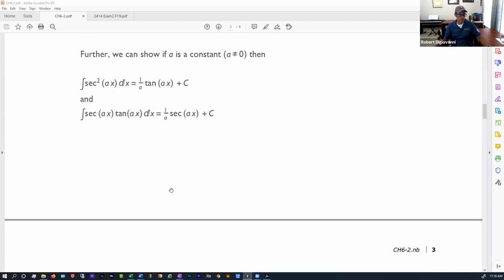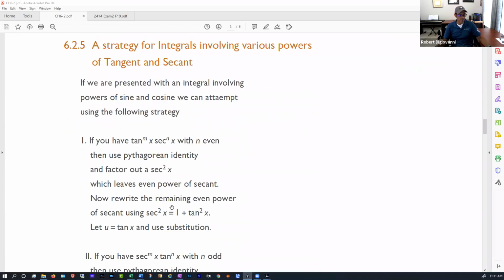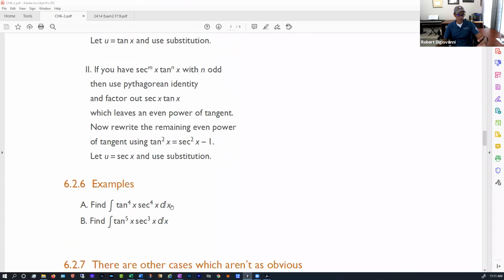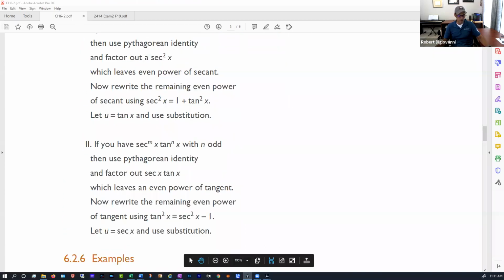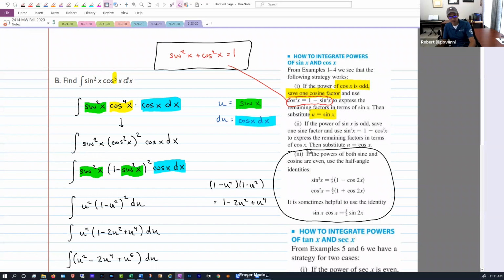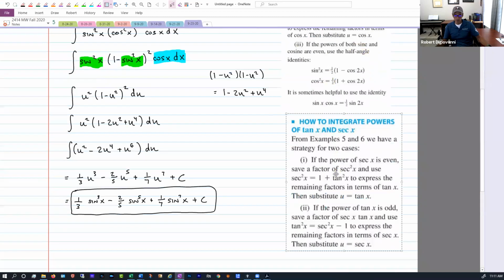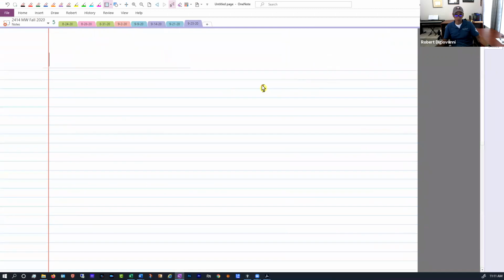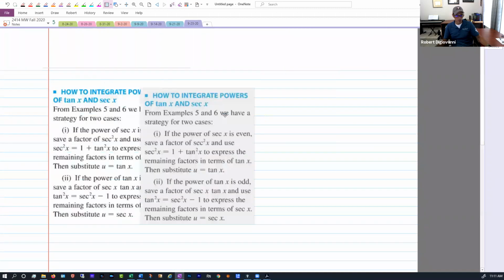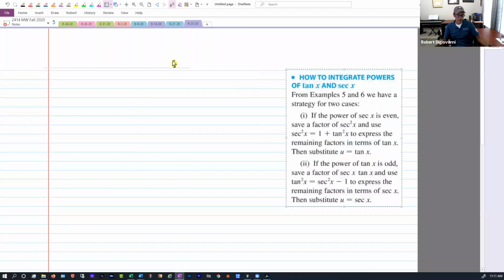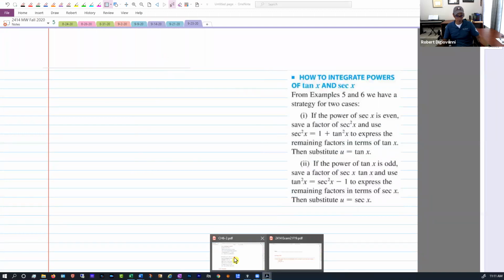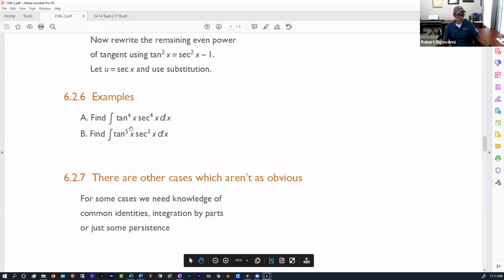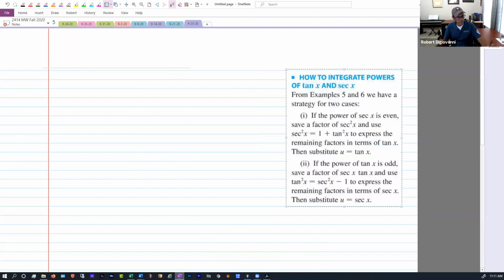Let's get into the technique. There are a set of steps. I've written them down here, but they're also going to be here on the side while we do this next problem. These are the ones that are in your formula sheets. We will follow that when we do this first example. The first example is tangent to the fourth x times secant to the fourth x. Let's go after that one.